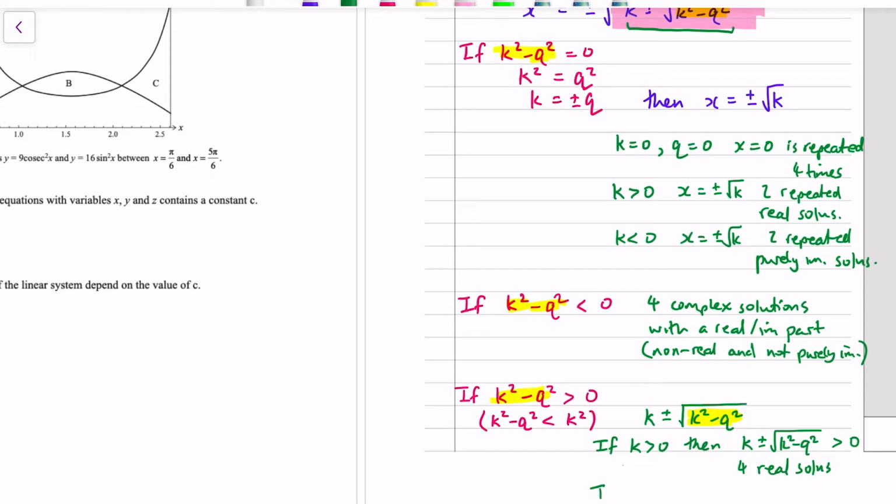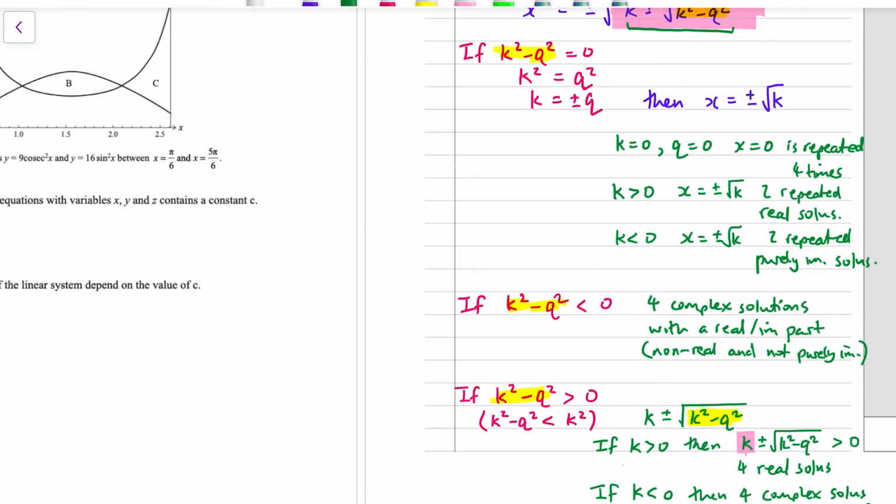But on the flip side, if k is less than 0, then we start off at this position here with a negative number, and we're adding and subtracting something that's less than k. So we can never get that to become positive. So that would be 4 complex solutions. And again, complex is used loosely. It means not real or purely imaginary.